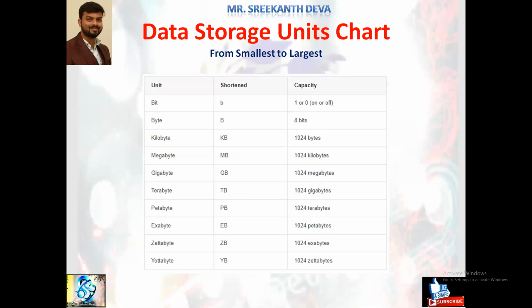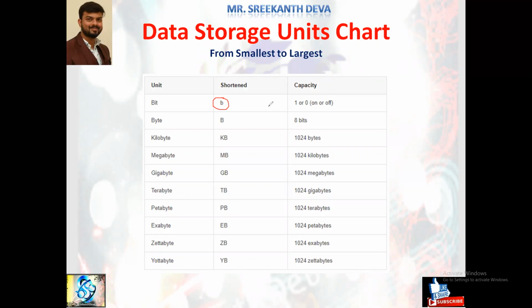Coming to the data storage units chart, here I arranged them from smallest to largest. See, what is the smallest unit of the computer? Bit. Bit represents 0 or 1. It is the smallest unit of the computer. Try to look very carefully here. I wrote some symbols. Small b represents bit. Always the bit is represented by small b.